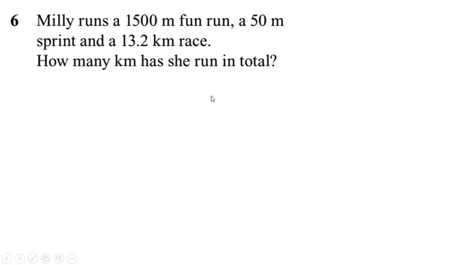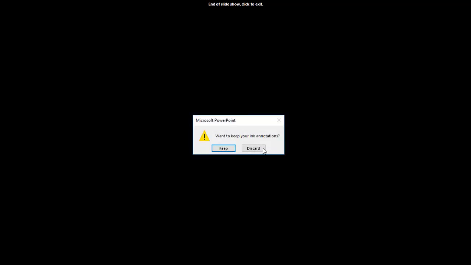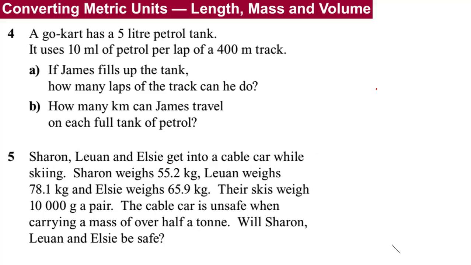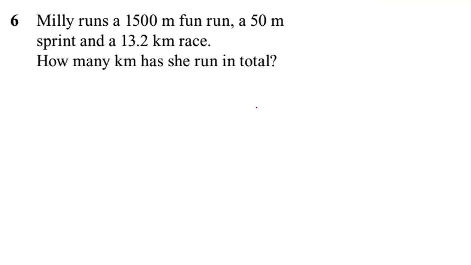If I do that for you, I've got 13.2. Okay, and then as for 1,500, divide that by 1,000. The decimal point is going to move 1, 2, 3. So it's going to be somewhere there. So we're going to have 1.5 kilometers.